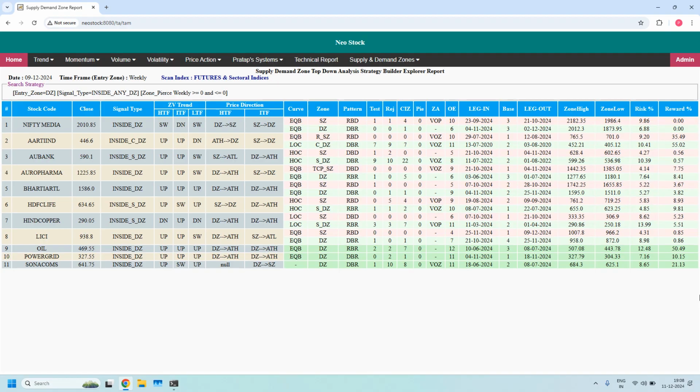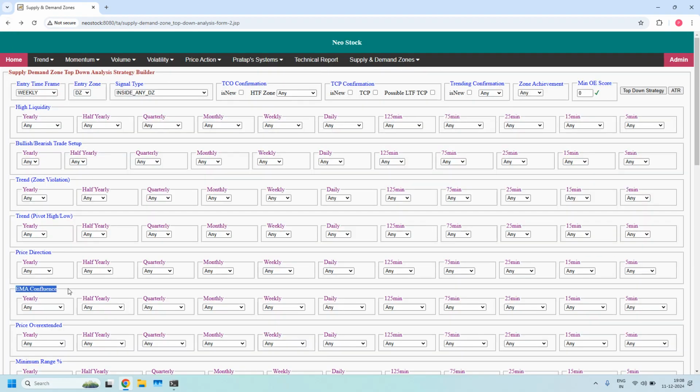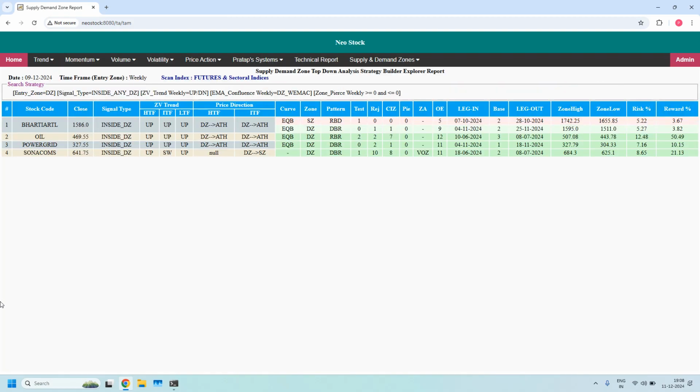In these weekly demand zones, let us find a further filter based on weekly EMA Confluence. In the EMA Confluence weekly time frame, weekly demand zone having weekly EMA Confluence, and the trend should not be sideways in weekly time frame. So I am selecting up or down trend. So 4 stocks are filtered. These 4 stocks are having weekly demand zones with weekly EMA Confluence, and also price closed in the weekly demand zones.